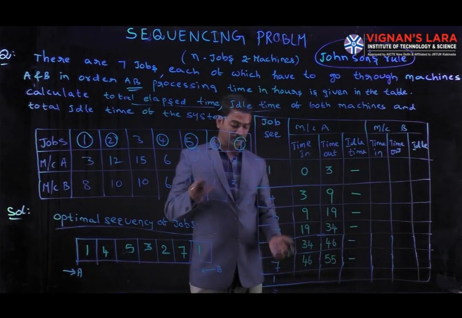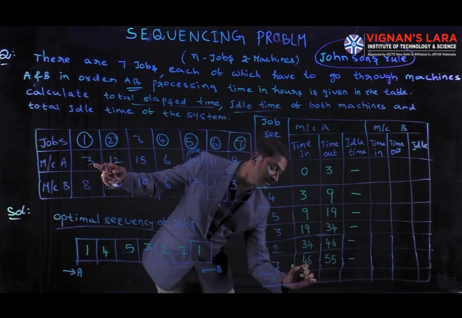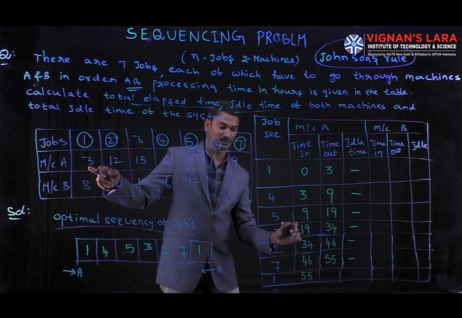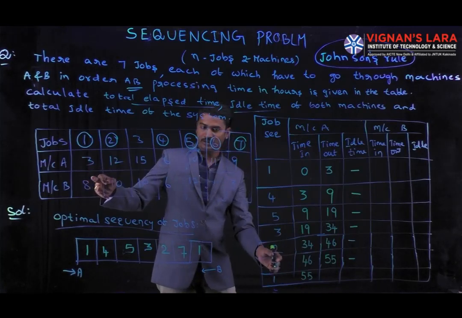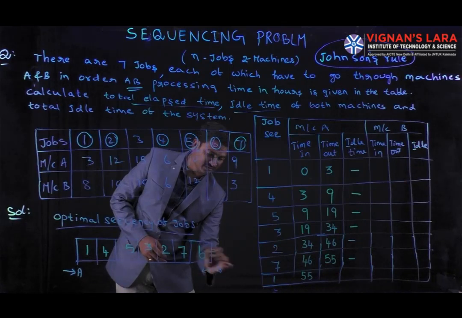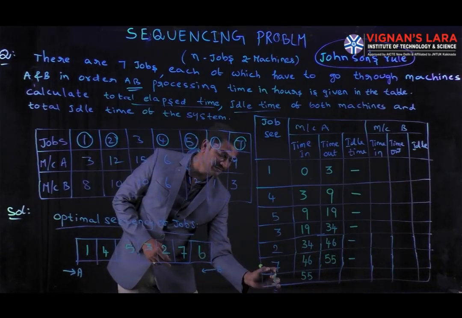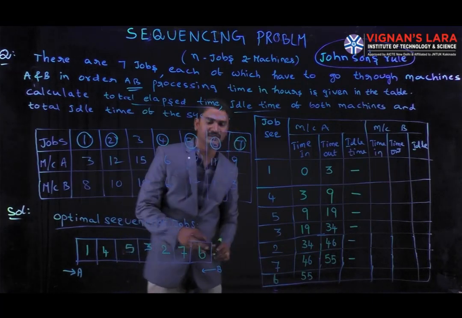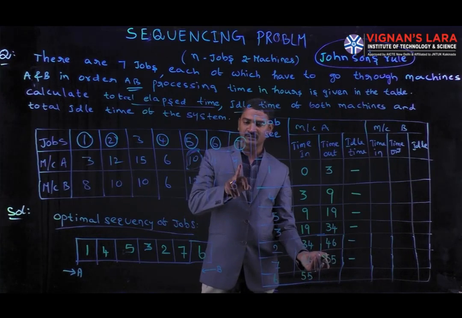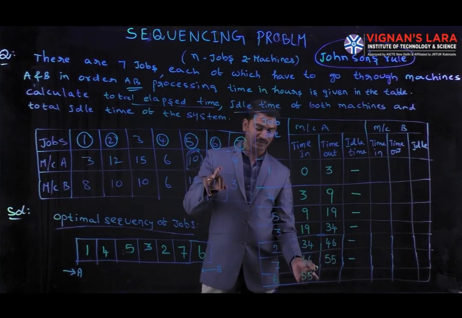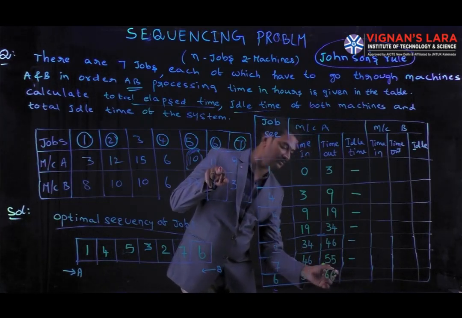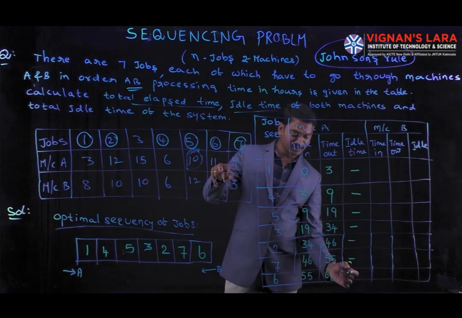Next we are going to start at the 55th hour. Sorry, we made one mistake. Here the job sequence is 6, it is not 1, it is 6. Okay, here we are going to do the 6th job on Machine A, which is 11 hours. It means 55 plus 11, 66. Here also there is no waiting time, there is no idle time.